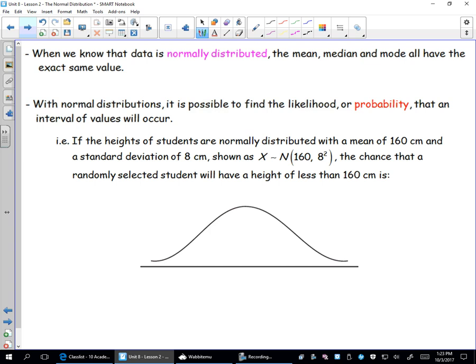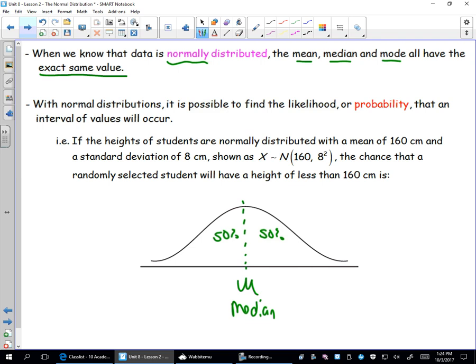Well, if we know things that are normally distributed, we're told that something kind of cool is true. The mean, the median, and the mode all have the exact same value. And that mean, median, mode is right in the middle of the diagram. Because of that, it's possible to find the likelihood or probability of different events by finding proportions of that curve based on where the mean falls, because it's also the median, which means I know things like, this is 50% and this is 50%.